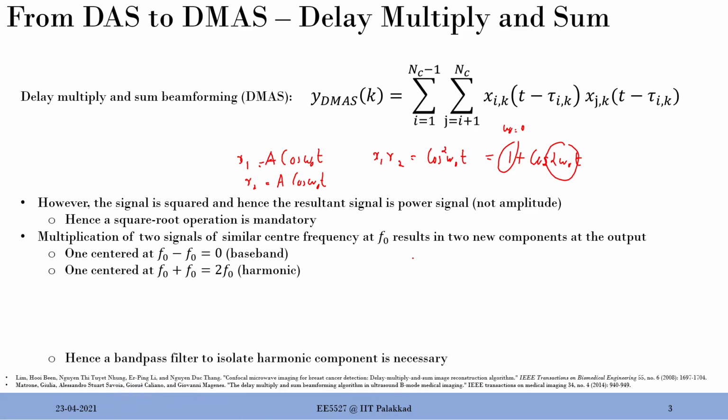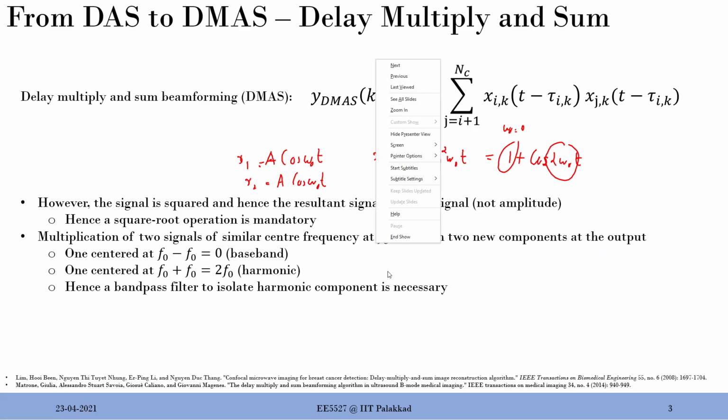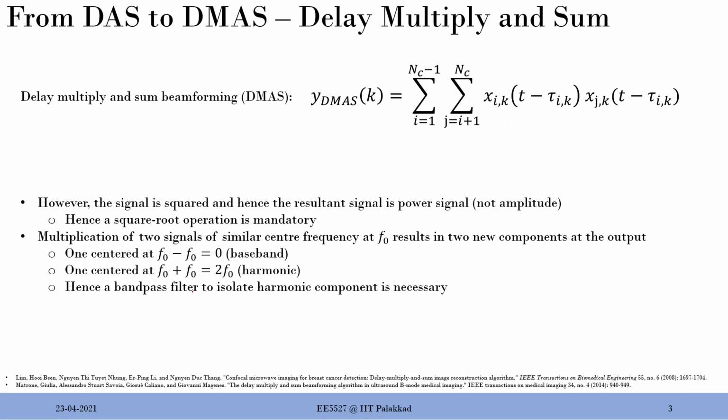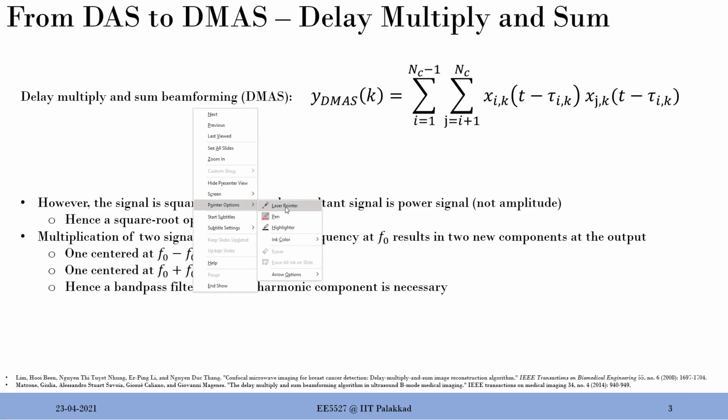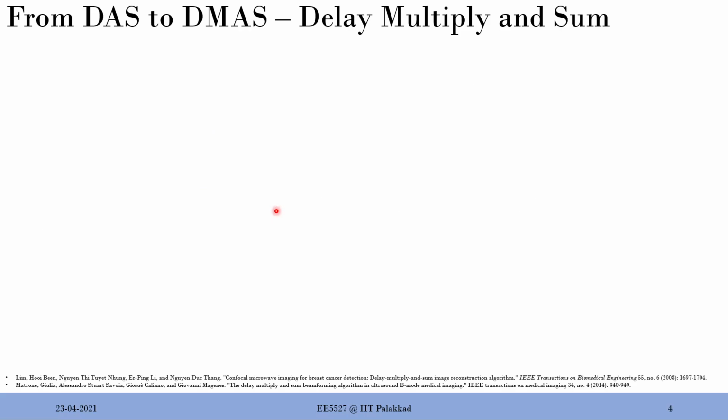So then of course we need to separate them out. We need to work on the 2f0 component only, and for that we need to have a band pass filter, right? So there is an additional operation required after this multiplication, which is to extract the 2f0 component alone and isolate it from the baseband component, the zero frequency component, and for that reason we generally use the band pass filter. So that's an additional requirement that is coming up compared to the standard delay and sum algorithm. Okay, so let's move on now.